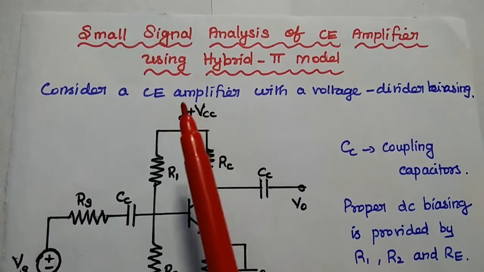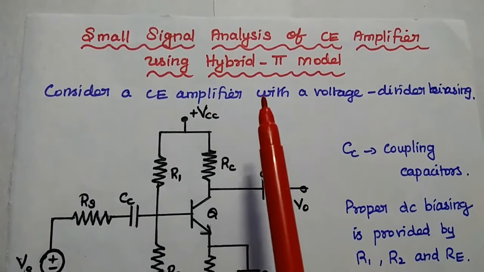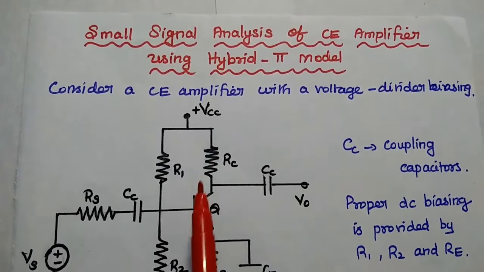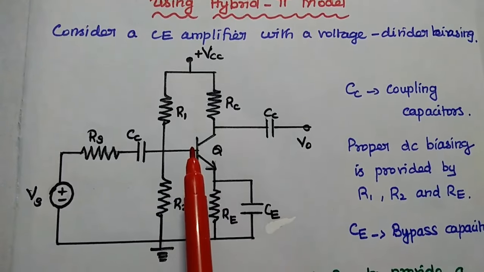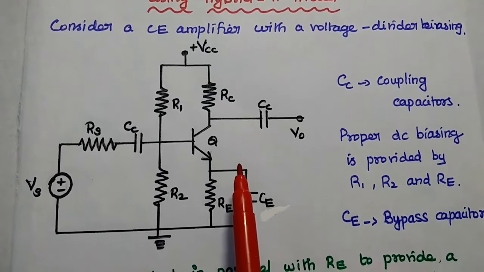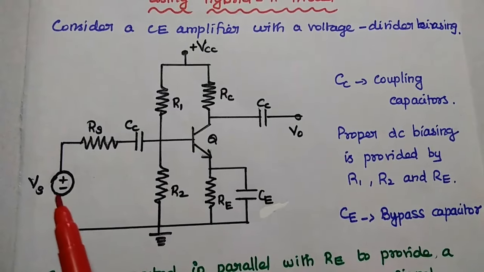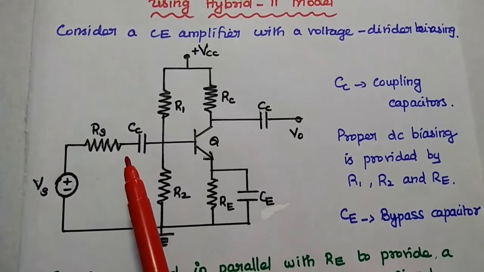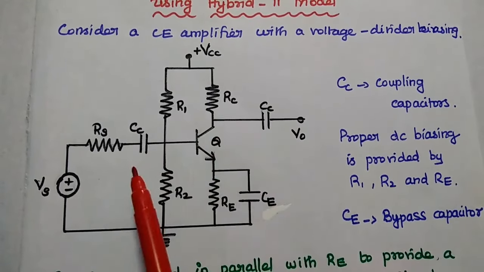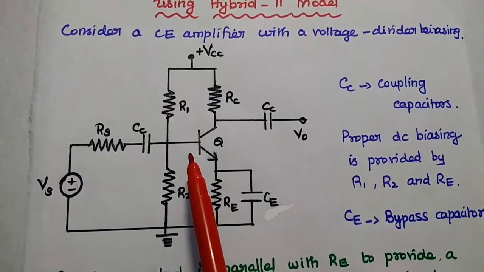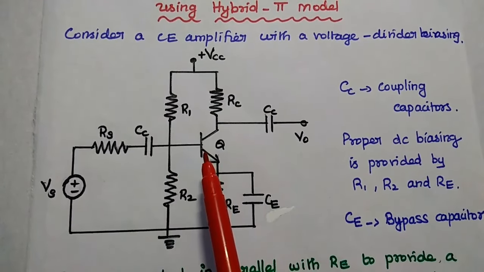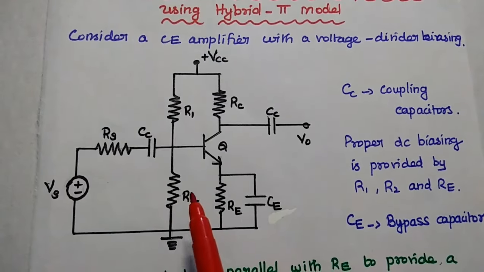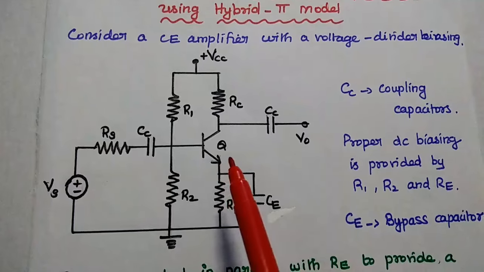Dear students, now we are going to discuss small signal analysis of common emitter amplifier using hybrid pi model. For that we can consider a common emitter amplifier circuit with a voltage divider biasing method. So in this one, Vs represents the voltage signal source, Rs is the source resistance. Then the coupling capacitors at the input and output sides are mainly used to provide the proper DC isolation. R1, R2 and RE resistors are used to provide the proper DC biasing to the transistor.